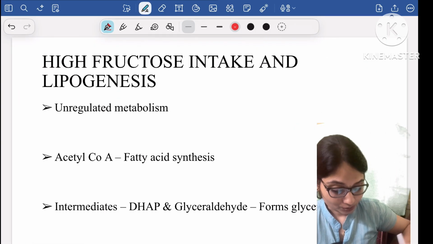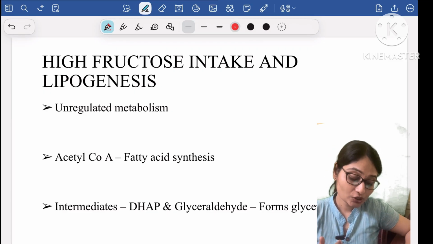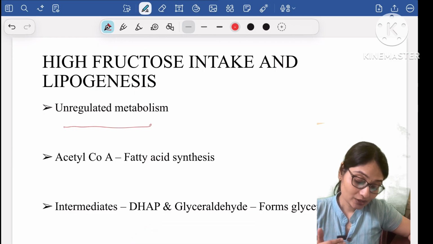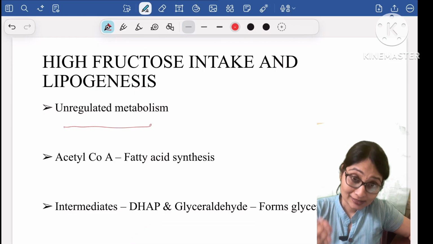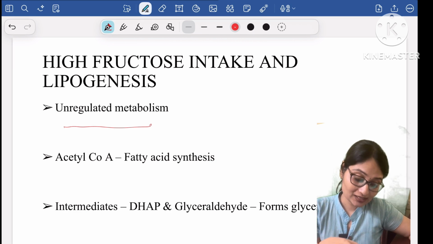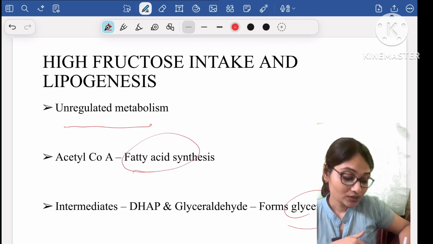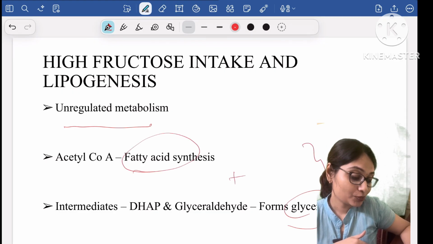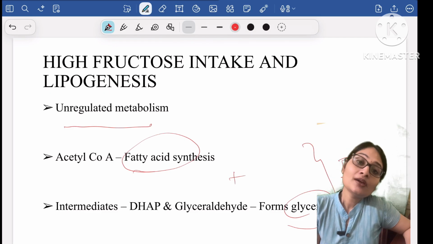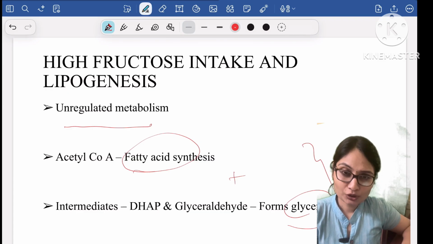So the reasons, yet again, that high fructose intake and lipogenesis are linked: one thing is that it is an unregulated metabolism. The second thing is that acetyl CoA ends up entering the fatty acid synthetic pathway, and the precursors like dihydroxyacetone phosphate and glyceraldehyde also form glycerol. So we have glycerol and fatty acid, which is a very good combination, and it ends up producing an excess of triacylglycerols, triglycerides, and hence we end up getting fatty liver. So this, in short, is about the metabolism.